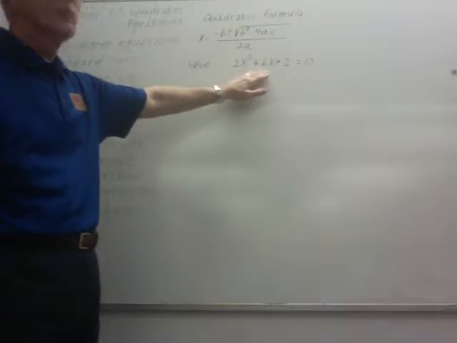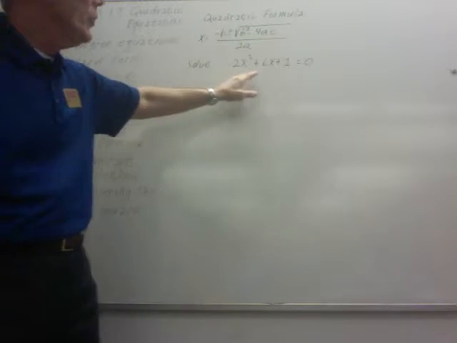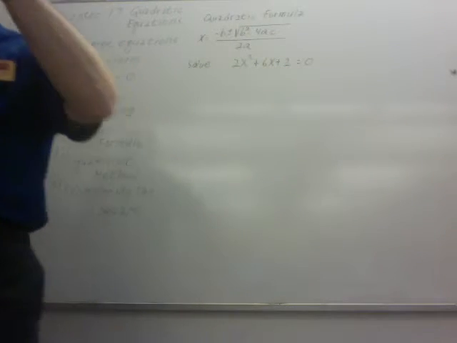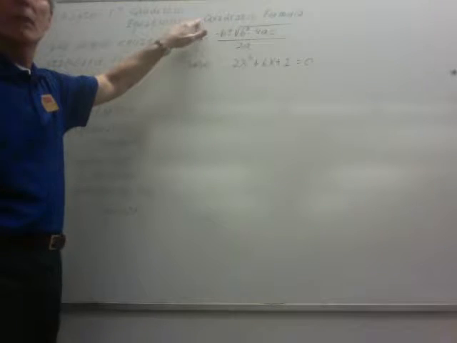2x squared plus 6x plus 1 is equal to 0. There are no factors of 2 and 1 that can possibly either add up to or give you a difference of 6. Consequently, this problem is not factorable. That doesn't mean you can't solve it. That means you can't solve it by factoring. There's got to be another way. Well, there is, and that's using the quadratic formula.